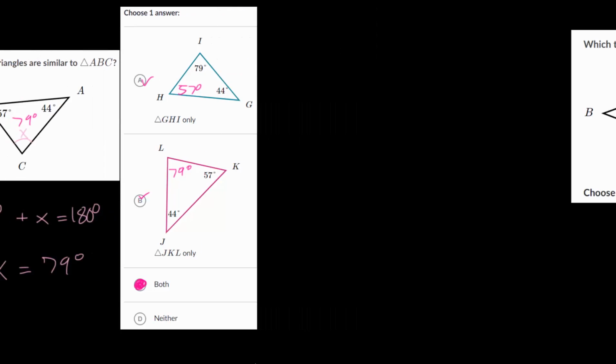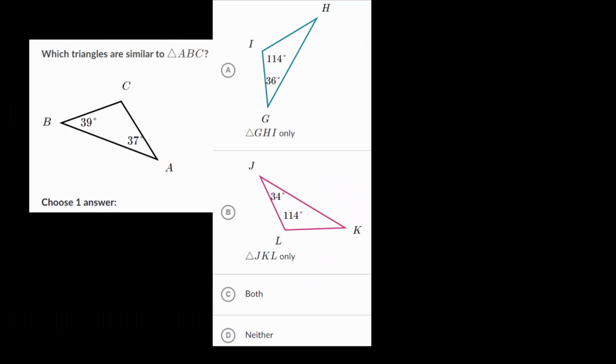Now let's look at one more example. And usually the first step in these problems is to figure out any of the missing angles. And again, we can do that by just setting up an equation and summing these angles and setting them equal to 180. But we can notice right away that neither of these choices will work.